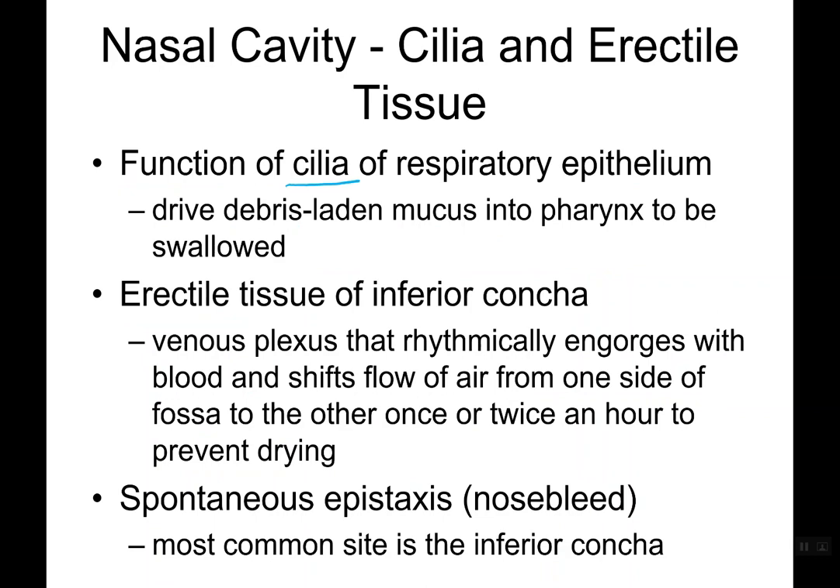You also have erectile tissues of the inferior nasal concha, particularly, so here we see the singular form is preserved and correct.